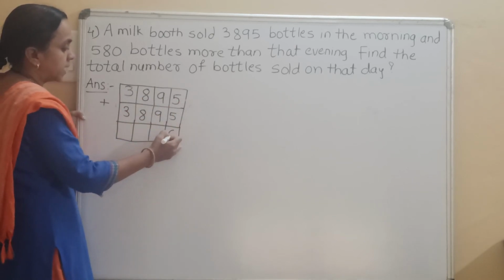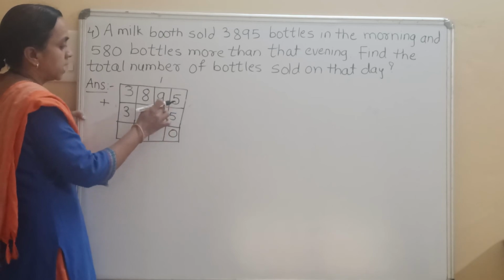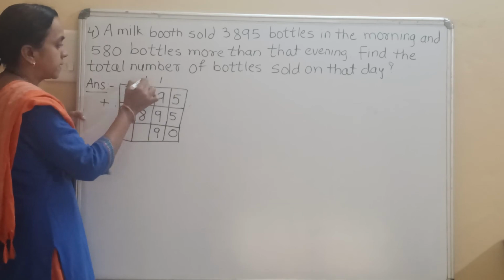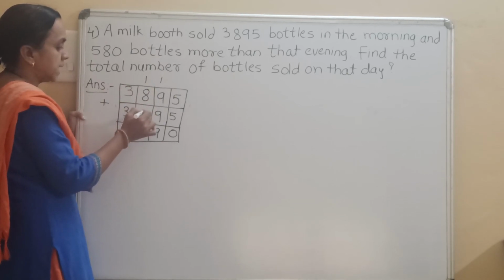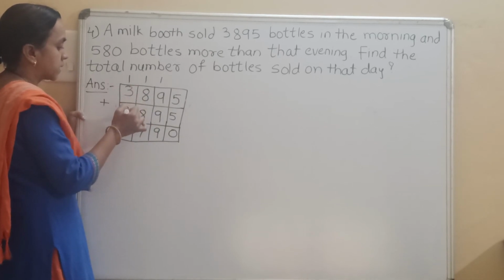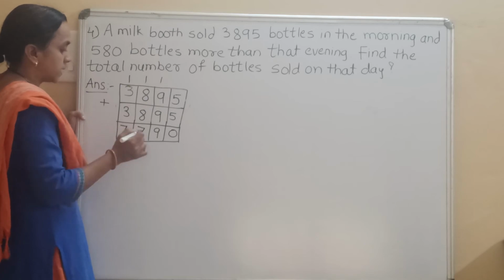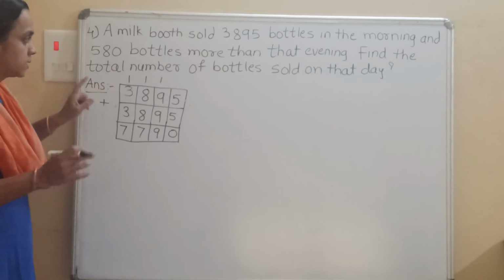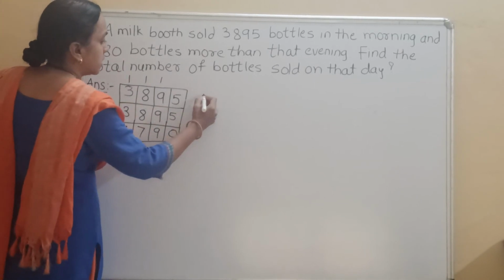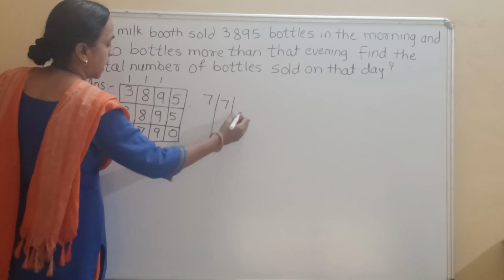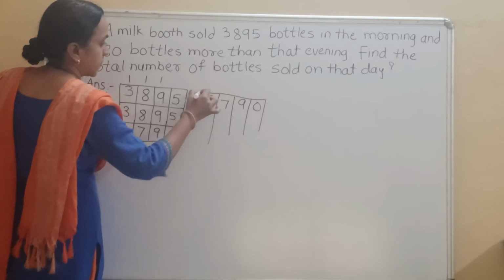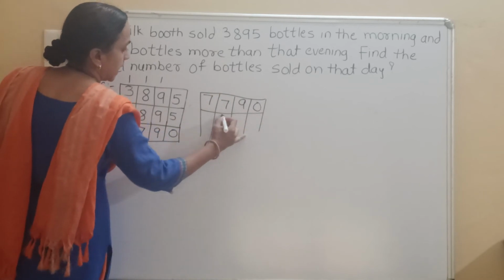So first we have to add these both numbers. 5 plus 5 is 10. What is the carry? 1. 9 plus 9 is 18, 18 plus 1 is 19. Carry is 1. 8 plus 8 is 16, 16 plus 1 is 17. What is the carry? 1. 3 plus 3 is 6, 6 plus 1 is 7. Okay, again what is given? And 580 bottles more than that in the evening. So again we have to add 7,790 plus 580.